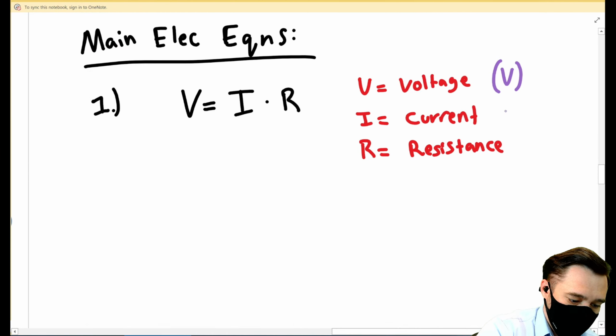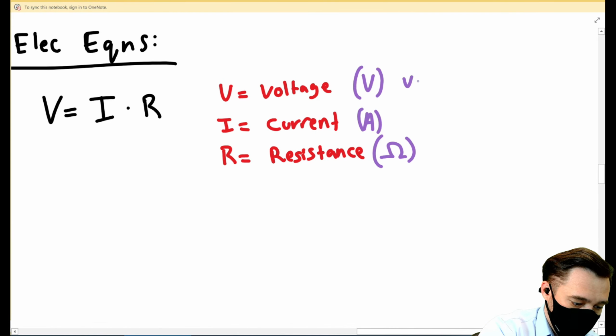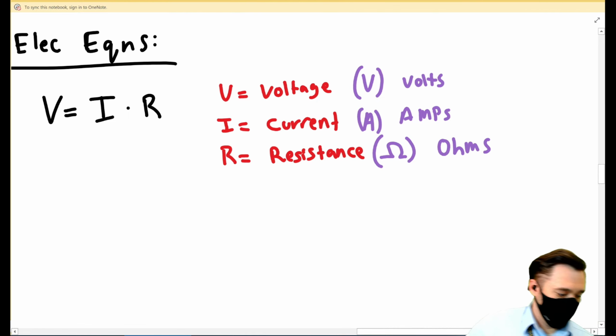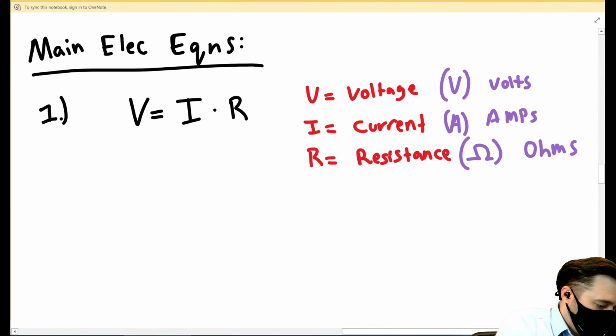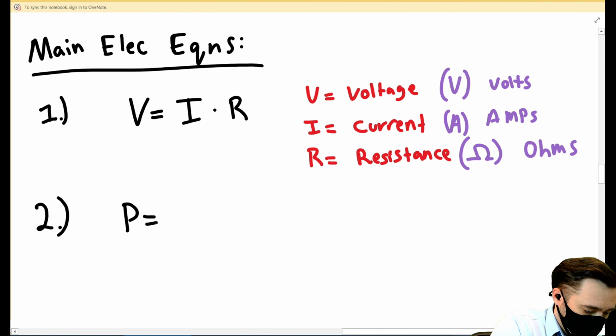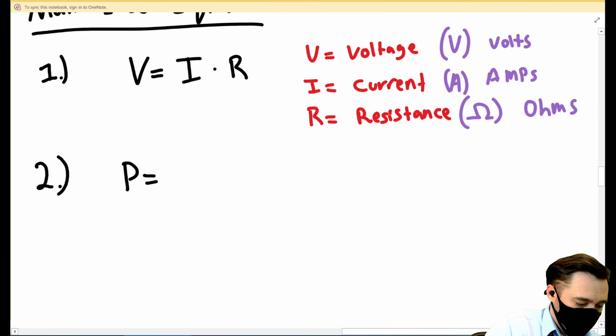And then, so we're going to have V for voltage, capital A for amps, and then an ohm symbol: volts, amps, and ohms. So that's the first equation. The second one, numero dos, is going to be the power equation. And there's two different versions of this.